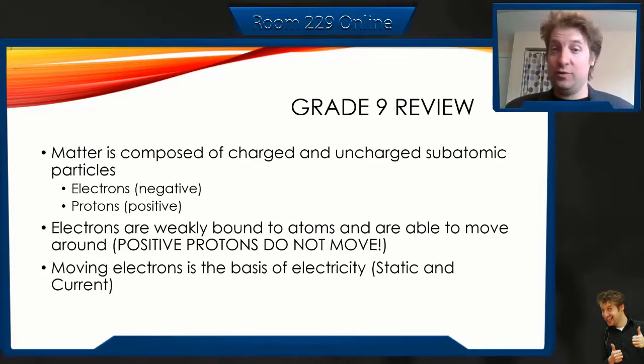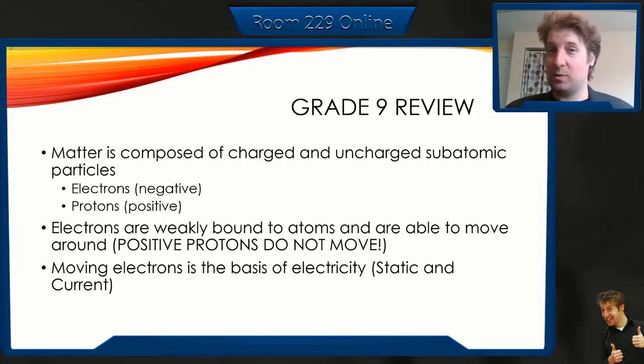And when we do move these around, we end up with electricity. Electricity is defined by the motion of electrons. Right? If I just move them from one place to another and they stay there, that's static electricity. And if I move them using something like a battery or an electrical power source and push them around in a circuit, we end up with current electricity. So that's a quick review of some of the ideas of grade 9.